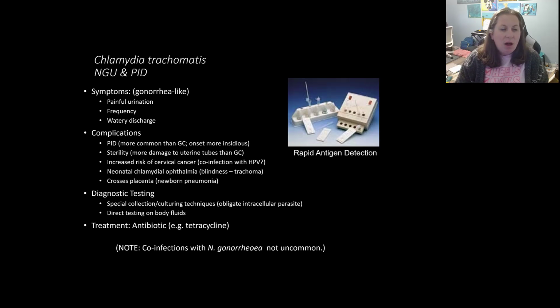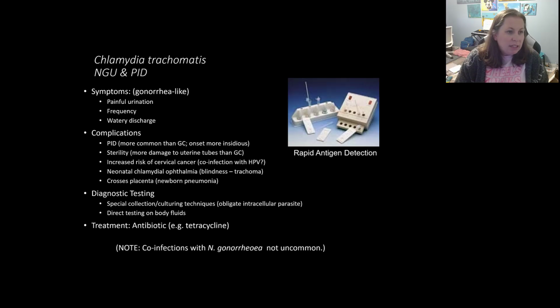This is going to also potentially cause complications with PID. Symptoms are very gonorrhea-like. There's painful urination, frequency, and watery discharge. Complications do include the PID. These are more common than in the gonorrheal infections, and the onset is more insidious, like it just comes on.